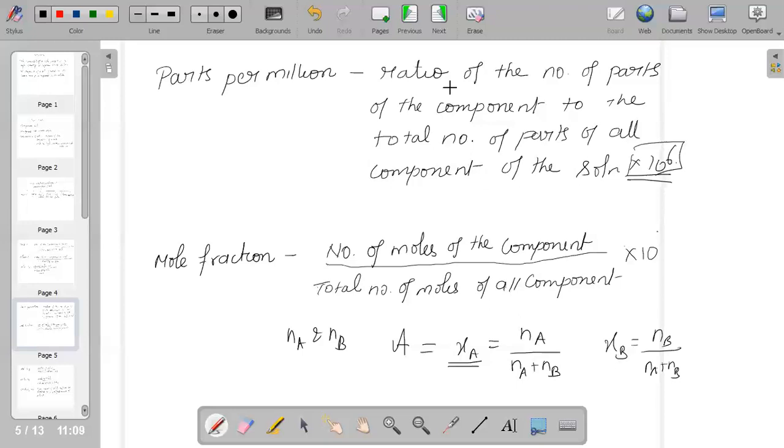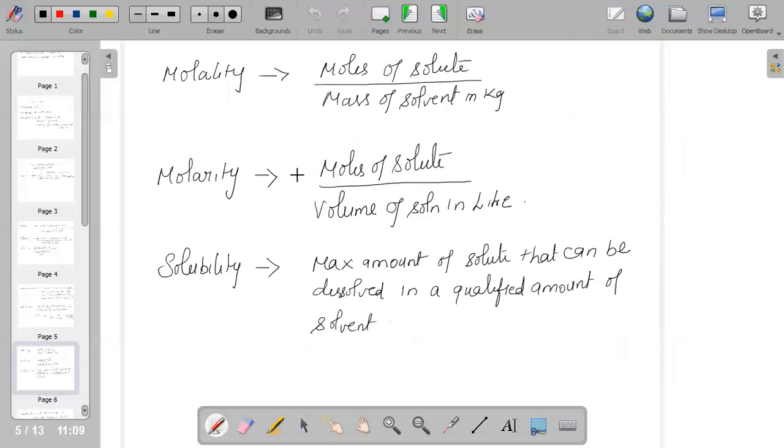And the next important part is molarity, molality, and solubility. Molality is defined as the ratio of the number of moles of solute to the mass of solvent in kg, and here molarity is the same moles of solute divided by the volume of solution in liters. We should always keep the difference in mind: molarity is capital M and molality is small m.